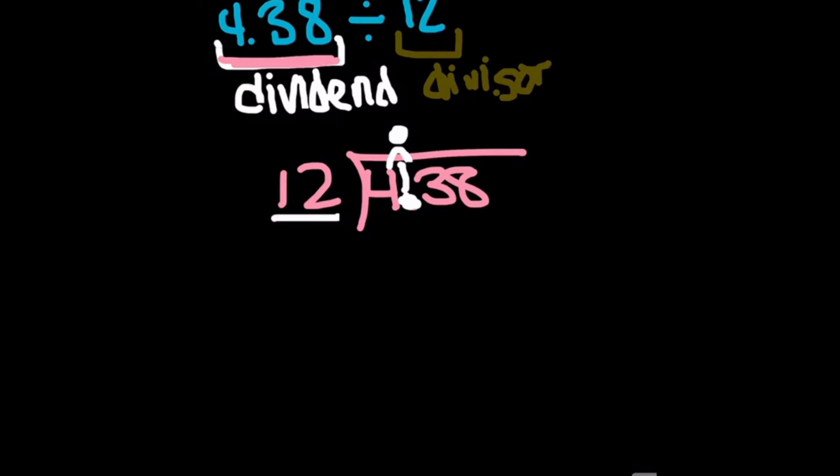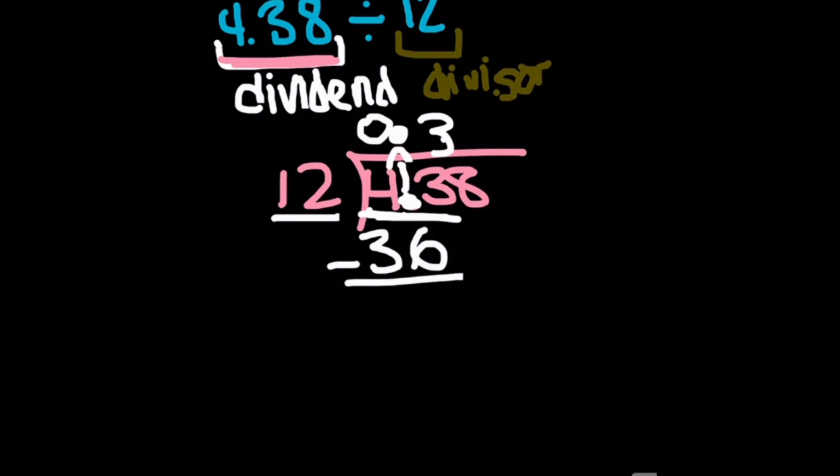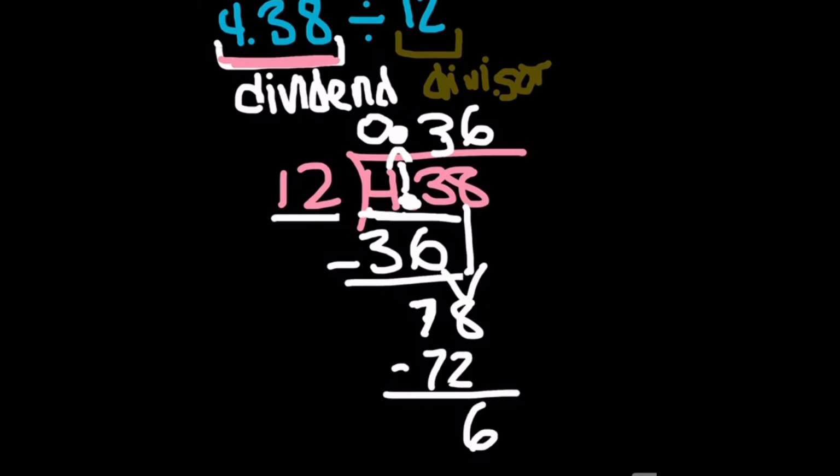So 12 can go into 4 zero times, right? So we put 0. Now let's move on to 43. 12 goes into 43 three times. So 3 times 12 is 36, minus. We're going to do this very briefly because I'm assuming you already know how to divide using the long division method. Bring this down. 12 goes into 78 six times. That would be 72, minus, so you get 6.